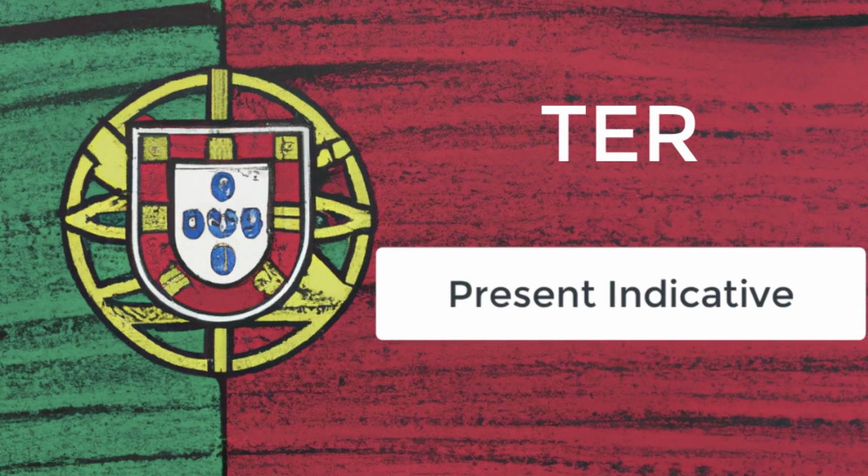Ter presente do indicativo. To have. The present indicative tense. I have. Tenho. Eu tenho. You have. Tens. Tu tens. He has. Tem. Ele tem.